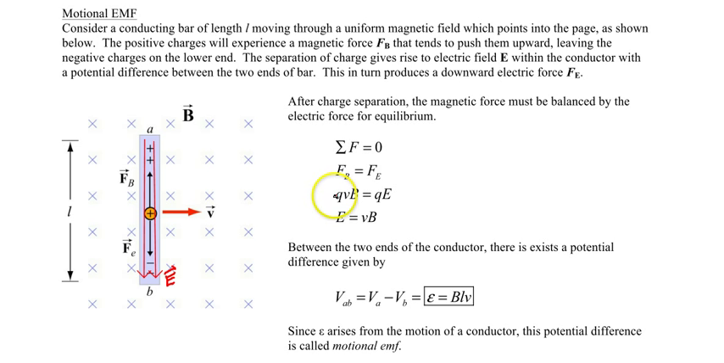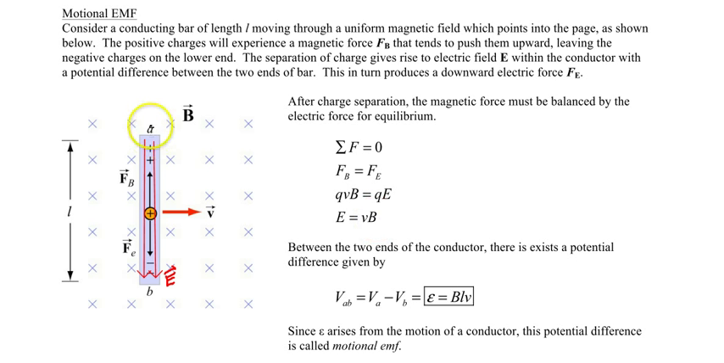And remember, the magnetic force is qvB sine theta, but the angle between the magnetic field and the velocity is 90 degrees, so sine of 90 degrees is just 1, so that's why we write just qvB. And the electric force, if you recall, is equal to qE, and we get the following expression: the electric field is equal to the velocity times the magnetic field.